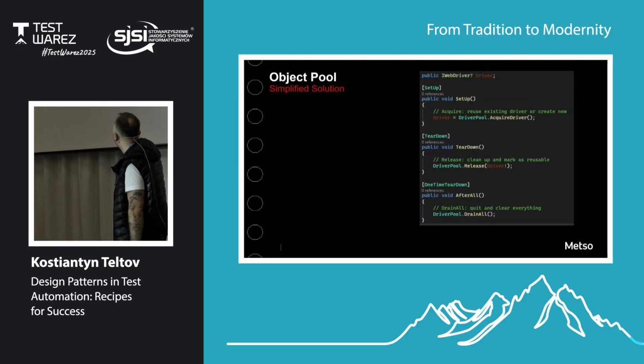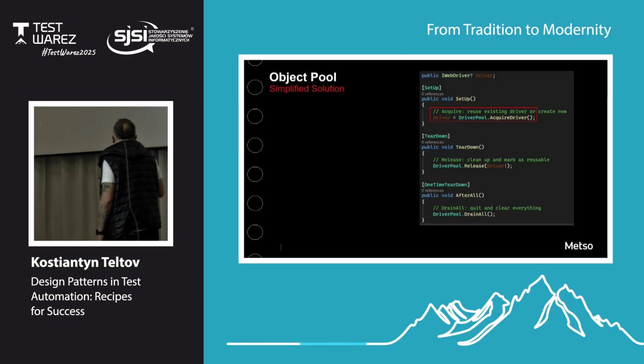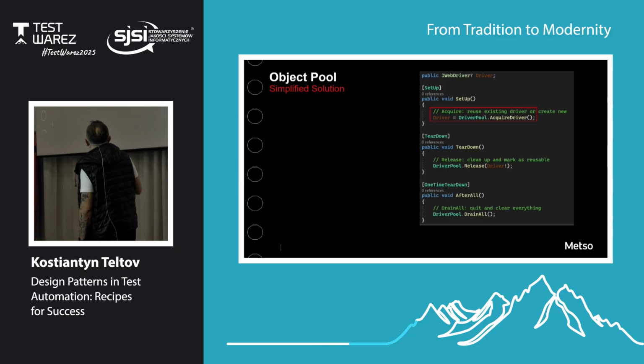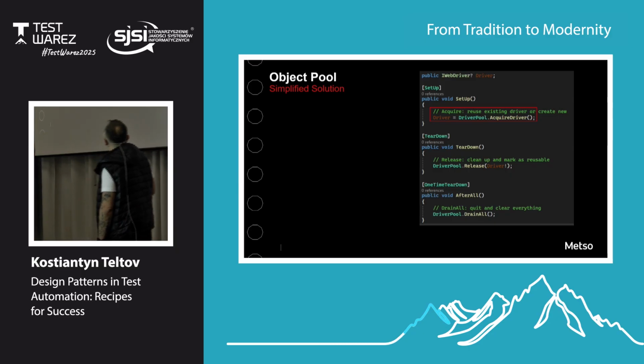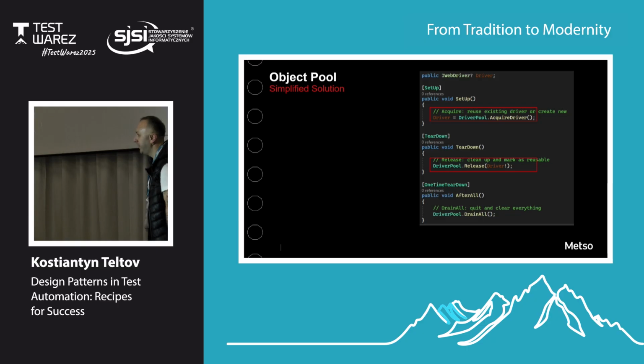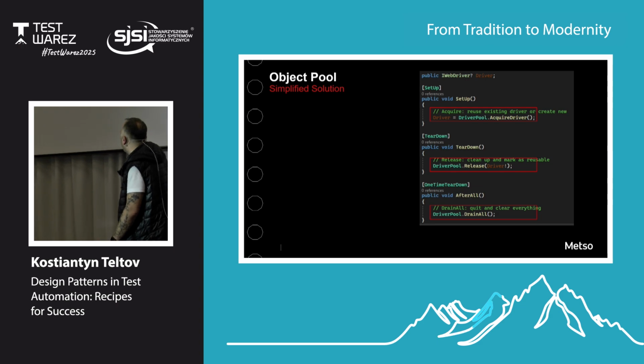And if we look at our testing code, you may see in this picture, I think it's Playwright terminology, in the hooks. Before the test, we are getting this driver. After the test, we release it, return it to the pool. And in the end, we just clean up our pool, our collection, from all the objects.